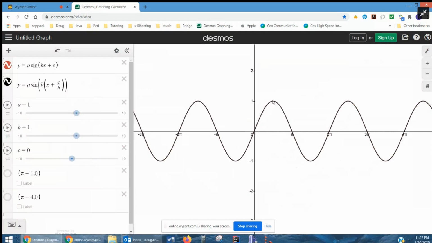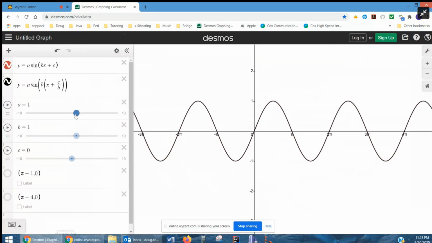At pi over 2, we climb to 1. At pi, the sine is back to 0. At 3 pi over 2, negative 1. And at 2 pi, we're back to 0. That's one period of the sine function. And after that, it repeats every 2 pi radians.